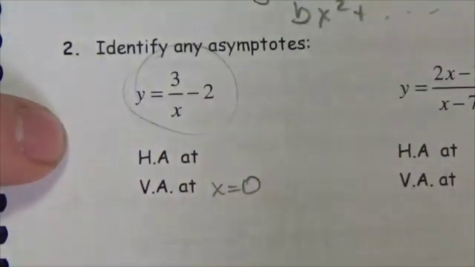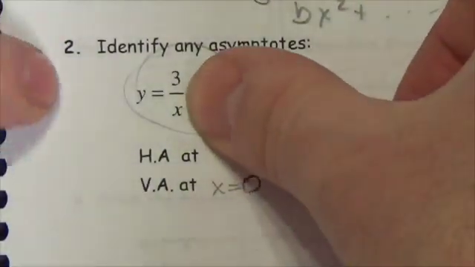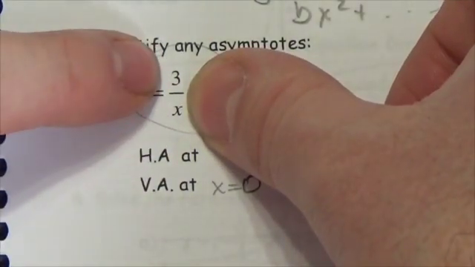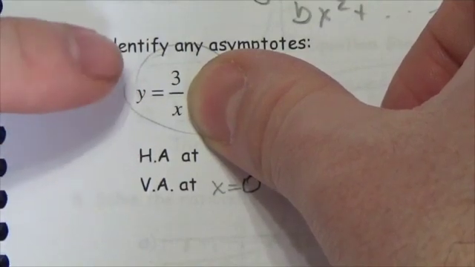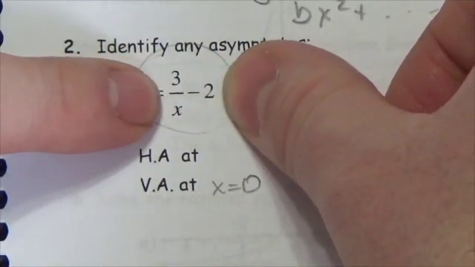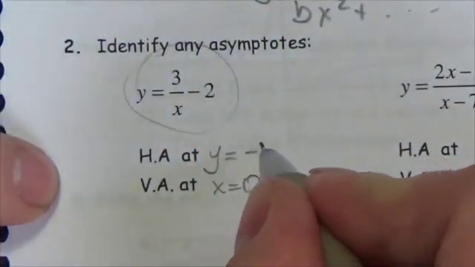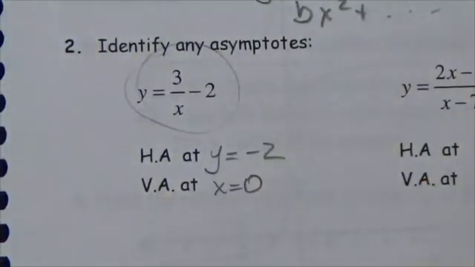Now, in terms of the horizontal asymptote, let's take a quick look at the function right here. This is a rational function, 1 over x, with a vertical stretch by a factor of 3. That won't change a horizontal asymptote. But moving it 2 down will, and so we're going to get a horizontal asymptote here at y equals negative 2. 2 units down from where it should be at y equals 0.